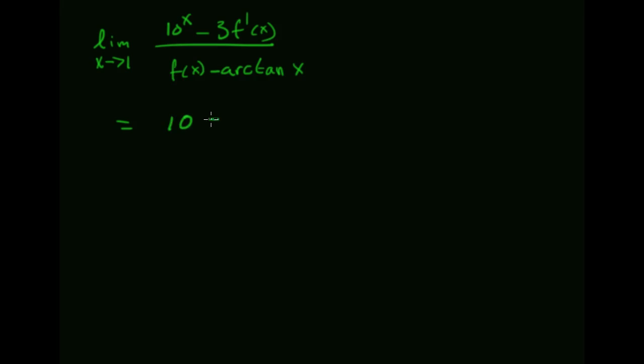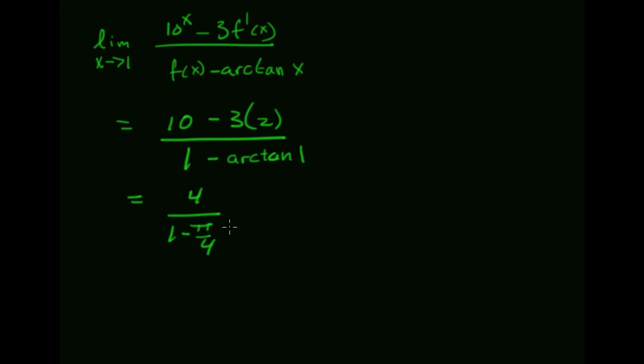So this is 10 to the first minus 3 and f prime of 1. Well, if you take a look at that, that thing's going up 2 over 1, so that just makes it slope 2. F of 1 is just 1 minus the arctangent of 1. So this becomes 10 minus 6 is 4, 1 minus pi over 4. And that's it.